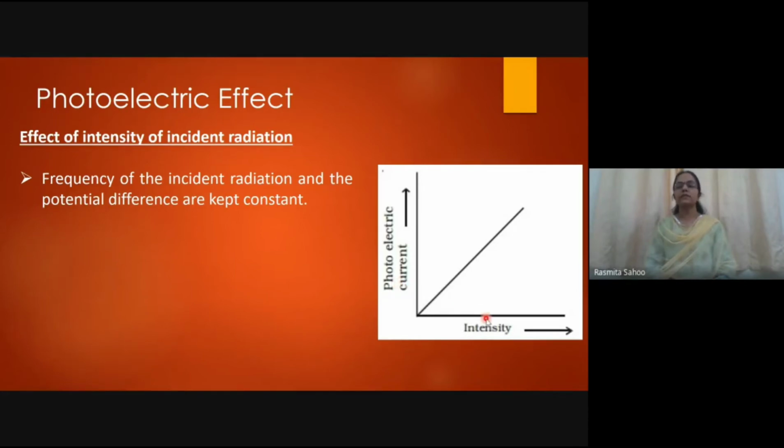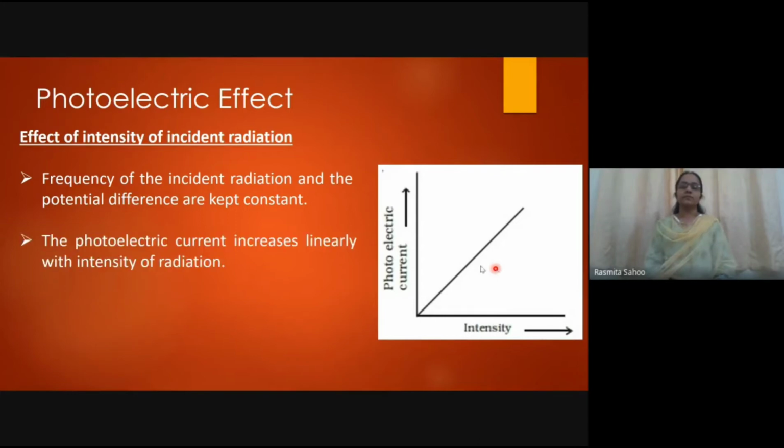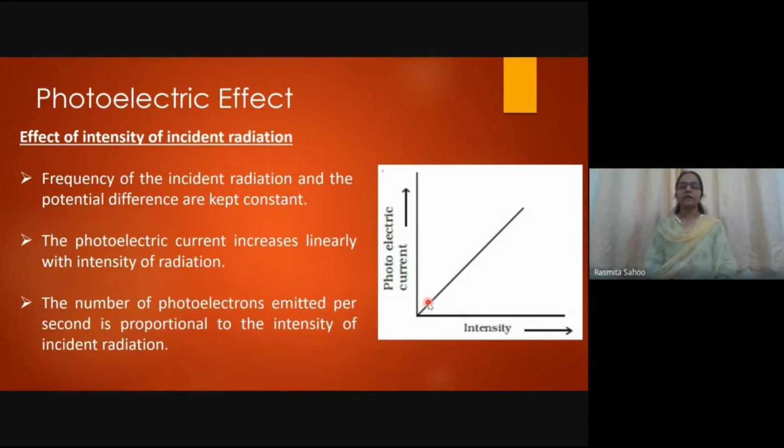If they increase the intensity, they get a higher current. Decreasing the intensity means they get a lower current. The photoelectric current increases linearly, because this is a straight line, as you can see. So the photoelectric current increases linearly with the intensity of radiation, and the number of photoelectrons emitted per second is proportional to the intensity of the incident radiation.